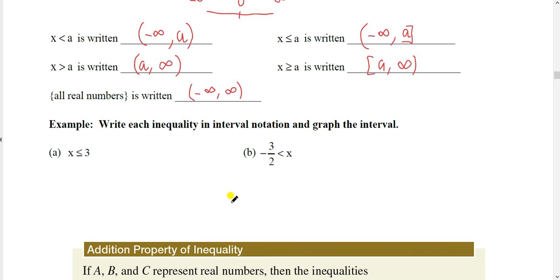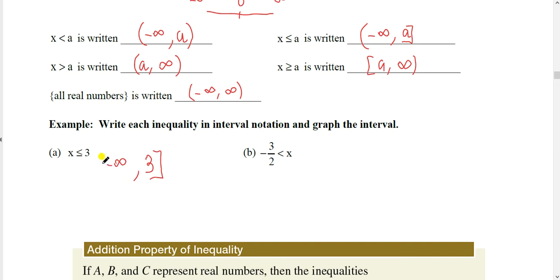Now let's try the first example: write each inequality here in interval notation, and then graph the interval. So all the values of x that are less than or equal to 3, so x is less than or equal to 3. Here we can write it in interval notation. So all the values of x are less than or equal to 3. So 3 is the highest value on the right side, and because we have the equal sign, I'm using the bracket. And then all the values of x to the left of 3, we can go all the way to negative infinity.